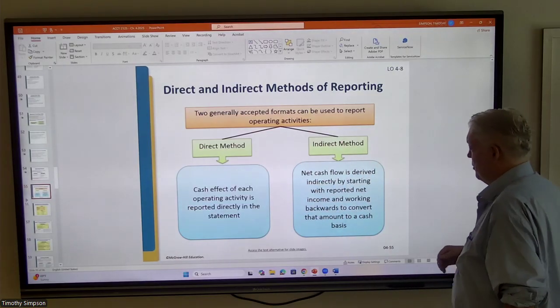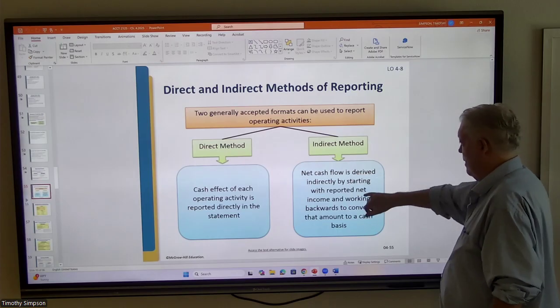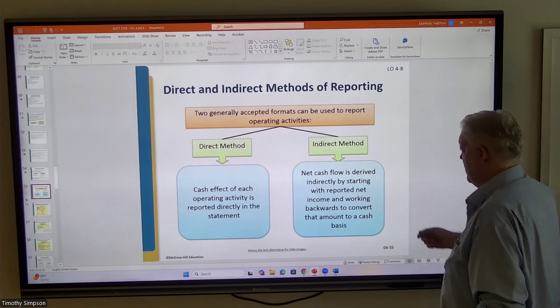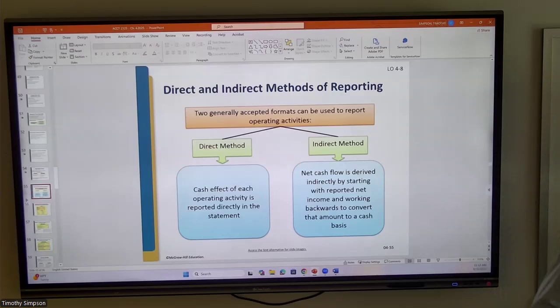But how we do this is simply take net cash flow by taking net income and then working backwards by converting it to a cash basis. Now, this sounds like, okay, that's great, all you've done is read the slide. So what does it mean? Well, what it means is we're going to simply take some rules here and apply them, and we're going to end up with a net operating cash flow, positive or negative, from operating activities, whatever the case might be, right?